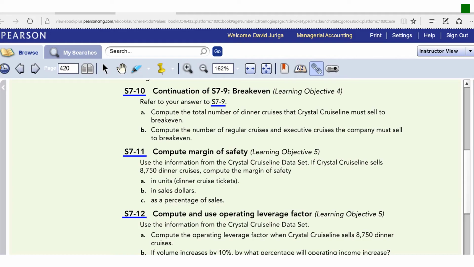Okay, so 7-10 is basically a continuation of 7-9. Remember, we had a weighted average CM per unit right at $42. That was, again, our weighted average CM per unit. And they want you to figure out the break-even point and then how much of each, the regular and the executive, you need to sell. So just remember, you're going to take those fixed costs and first of all divide by the weighted average CM, and then we're going to go back to that 4-to-1 ratio to figure out how much of each product you need to sell. Again, we'll show you these calculations on the next slide.